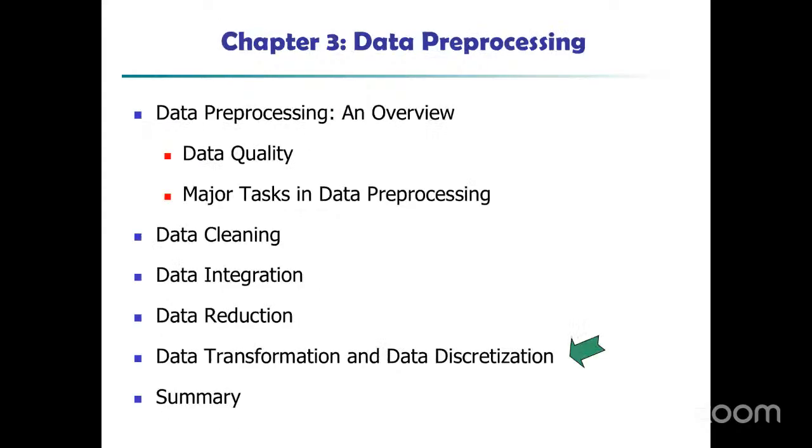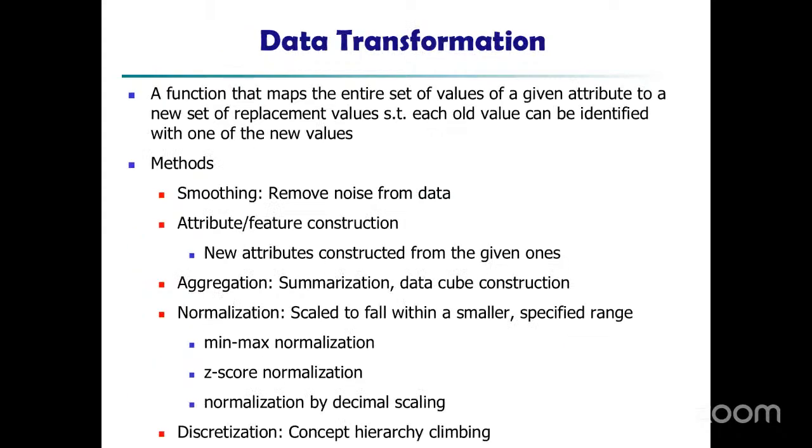Data transformation and discretization. So what is data transformation? Transforming from one value to another value, one form to another form, so that we can easily understand. Data transformation is a function that maps the entire set of values of a given attribute to a new set of replacement values, so that each old value can be identified with a new value.